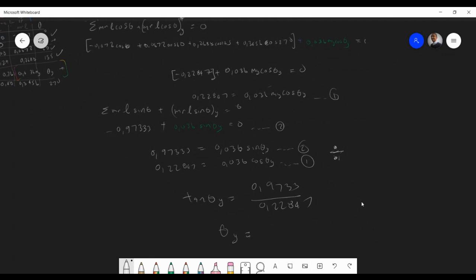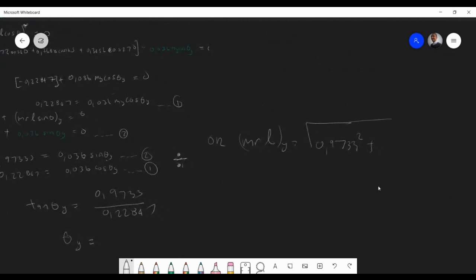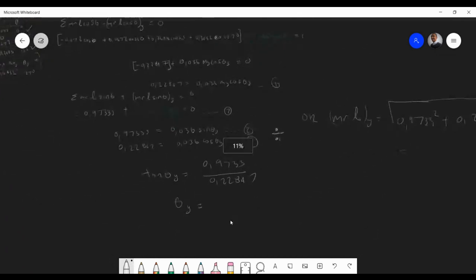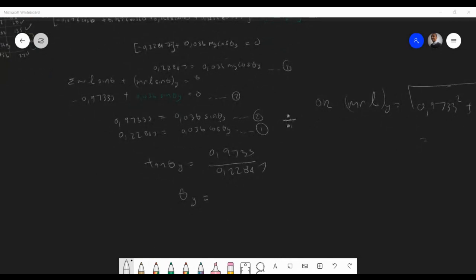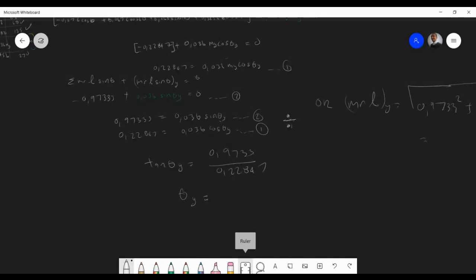You could have also said your M or L in the y direction is just 0.9733 squared plus 0.2284 squared. You're basically taking that to here, but obviously I'm using a different setup here. You could have done that as well, but I'm just going the other way. So what is my angle over here? Should get 23 point something. No man, that's not right. I must have zero. It's my fault.